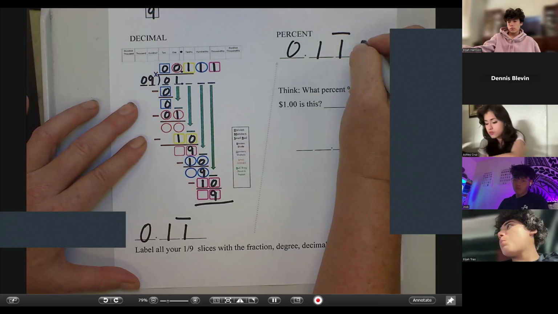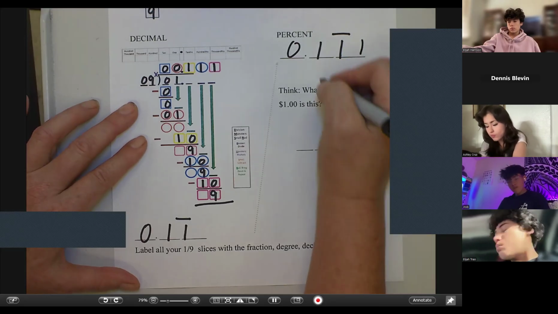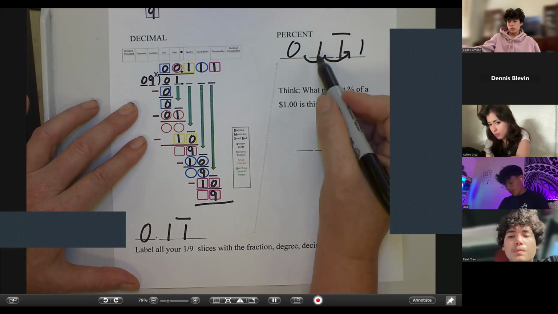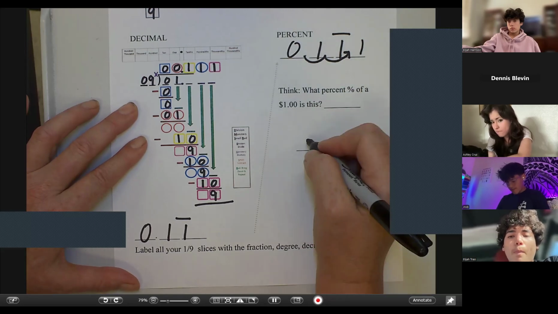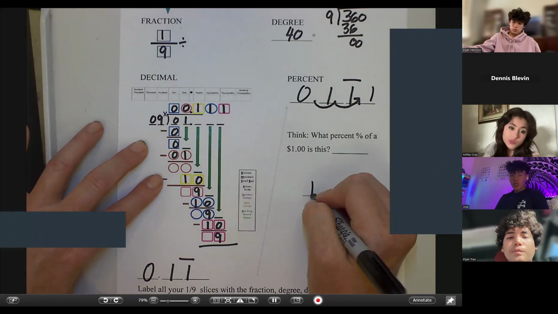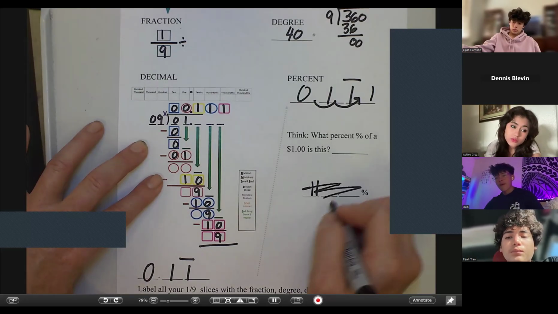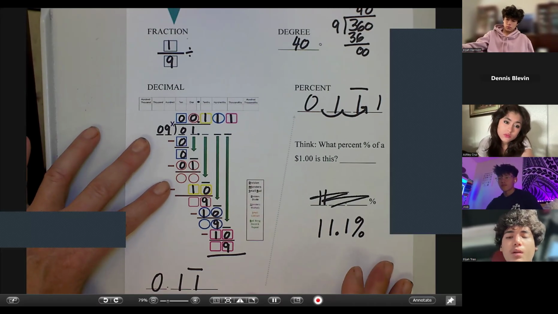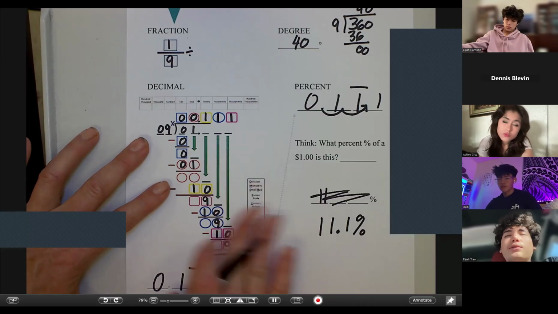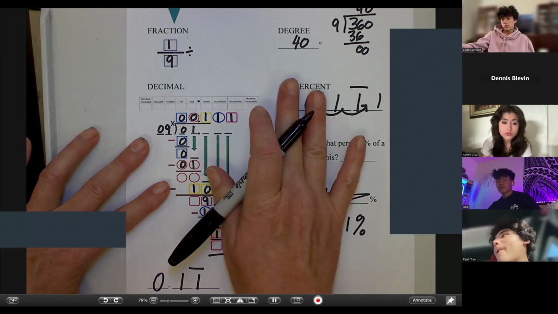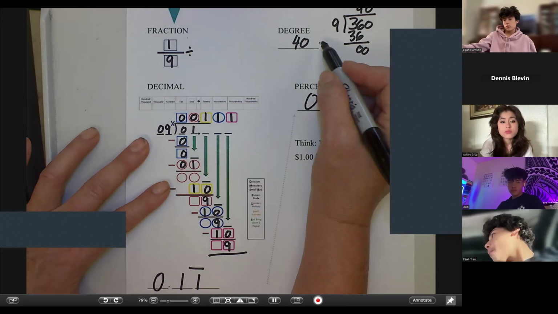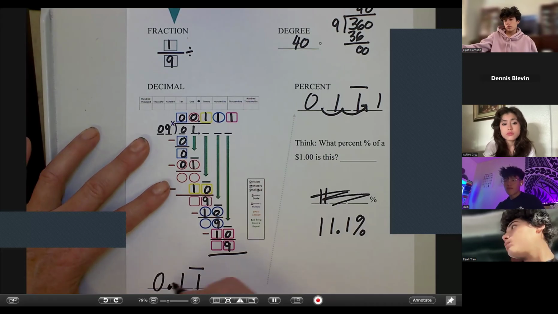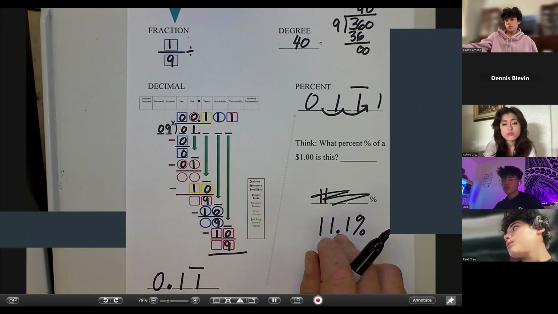Because it's repeating, I'm going to bring down another 1. What is the percent? You go like this, move it over. I want to see those bunny hops. So right here we get 11, excuse me, let me write it like this, 11.1%. So all of these are numerically equivalent in a circle. 1/9 of a circle, 40 degrees, 0.11 decimal repeating, and 11.1%.